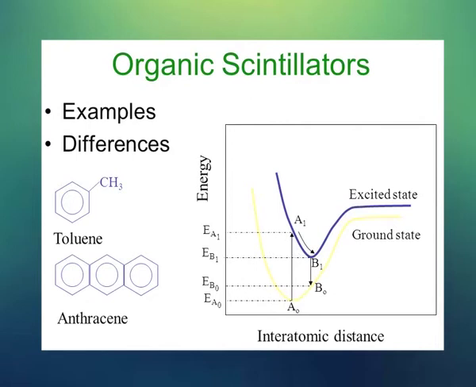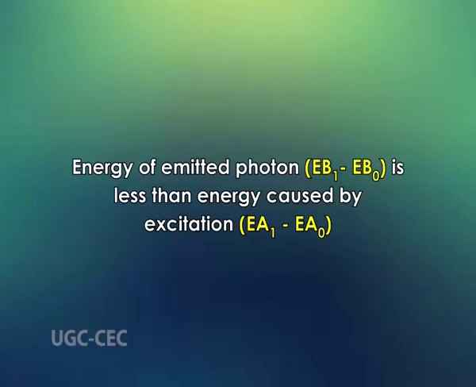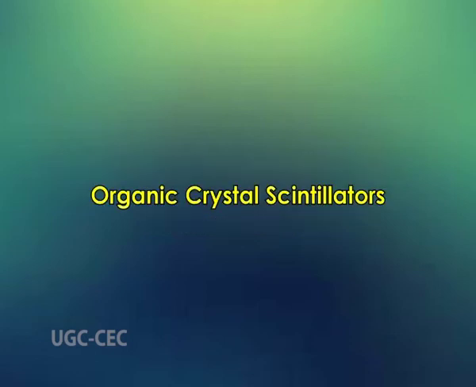The point B1 is still an excited state, and in some cases the molecule will undergo the transition B1 to B0 accompanied by the emission of a photon with energy equal to EB1 minus EB0. However, it should be noted that the energy of the emitted photon is less than the energy caused by the excitation. Now, next is organic crystal scintillators.